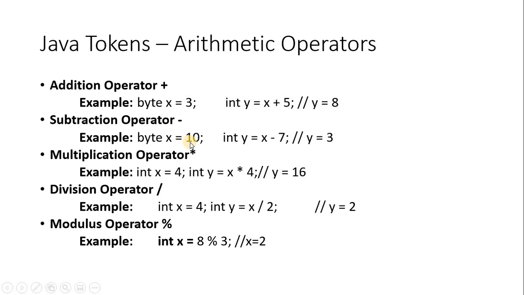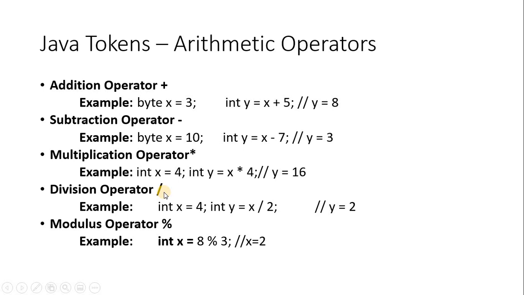Subtraction operator, for example, x is assigned as 10. So y equal to x minus 7. So x is already 10, so 10 minus 7 is 3. So it is subtraction. Multiplication: it is going to multiply the value. So x is assigned as 4. So y equal to x multiplied by 4. So x already was 4, 4 multiplied by 4, then y value will be 16.